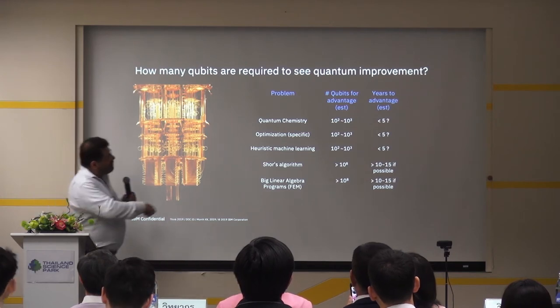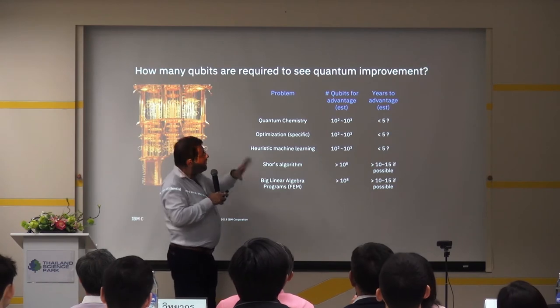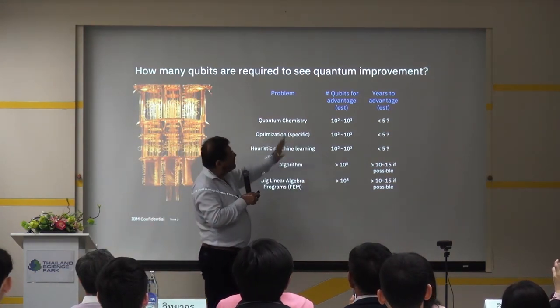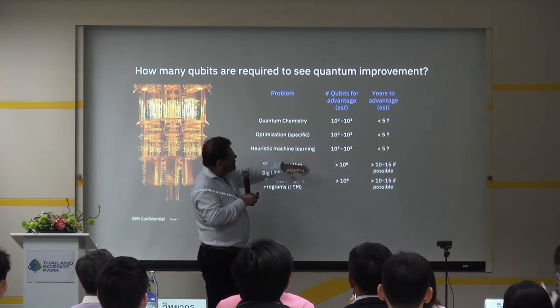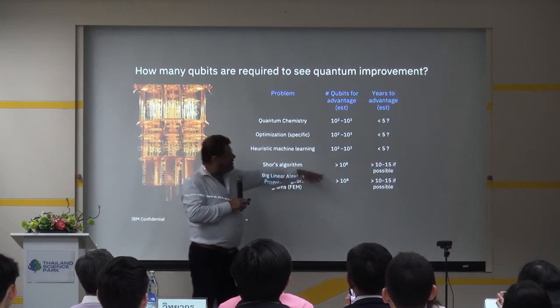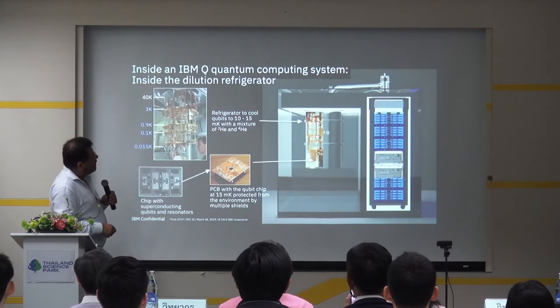So here's just a quick number of more or less what you can do with a certain number of qubits. This is, of course, just to take with a grain of salt. It's not exact. But for quantum chemistry, for some problems you can get advantage at around 100 to 1,000. Optimization, about the same. But when you start getting to the larger ones, the big linear algebra problems, you'll probably need something in the millions of qubits, right? Because of the complexity of those kinds of problems.